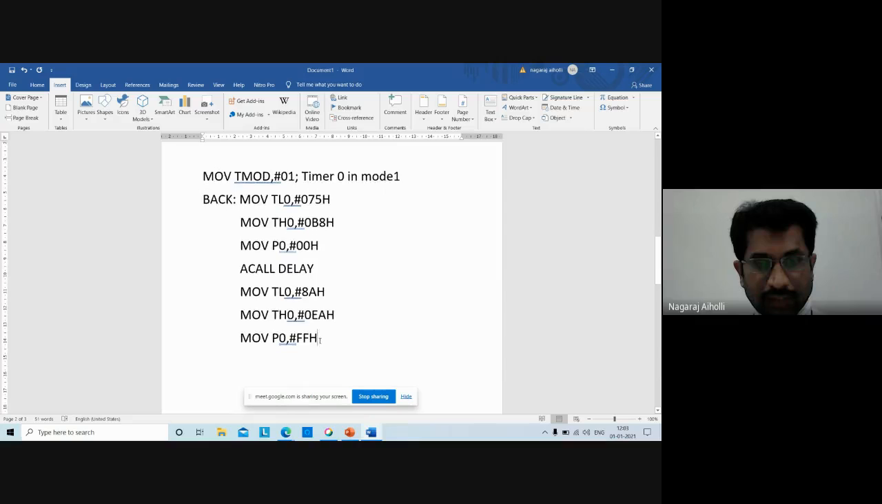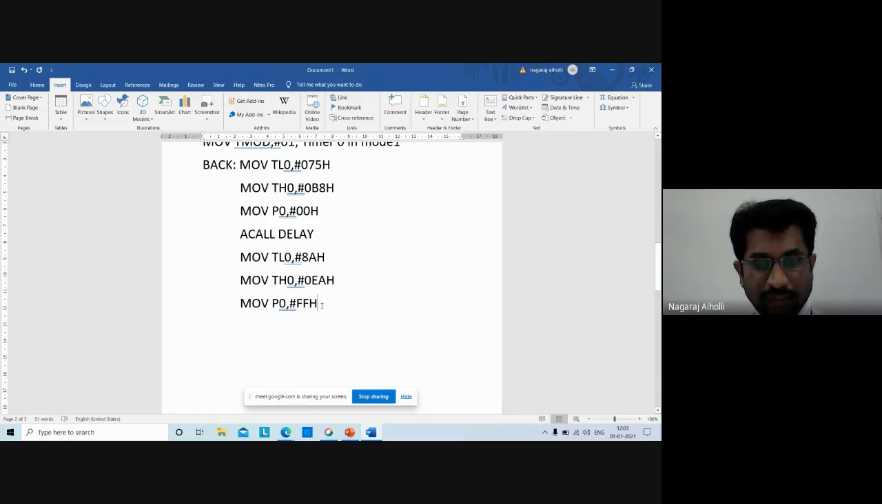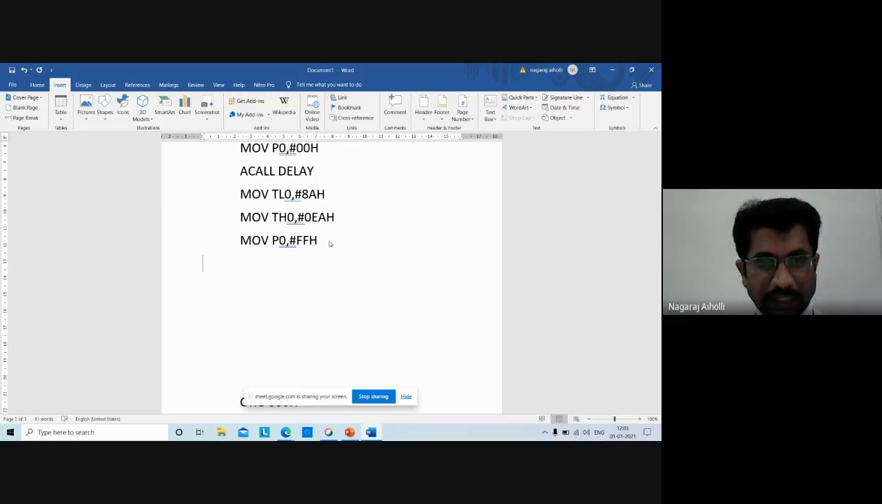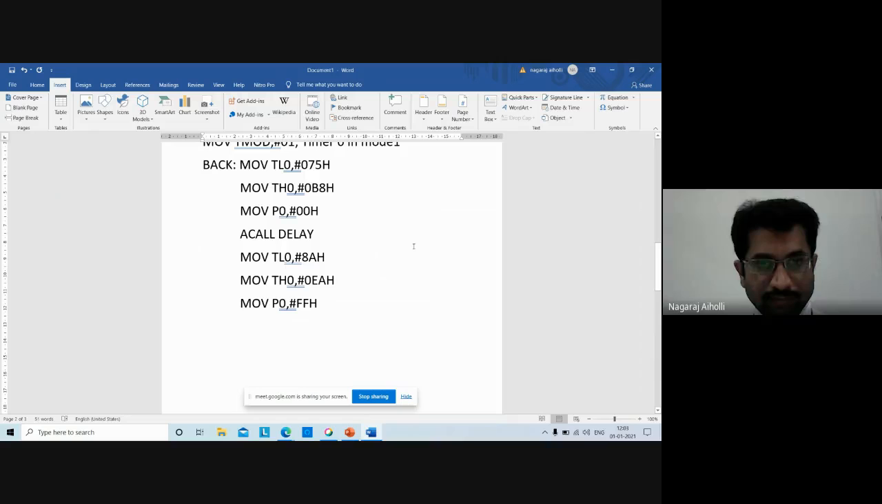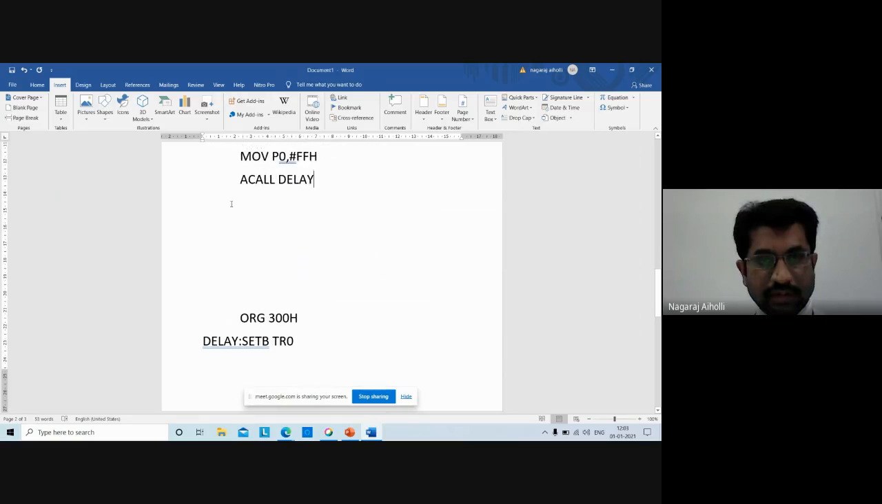Then it will become high. Then it will call the delay. Again it will call the delay. Absolute call delay. It will remain high for 10 milliseconds.